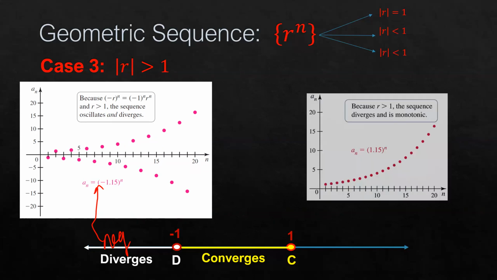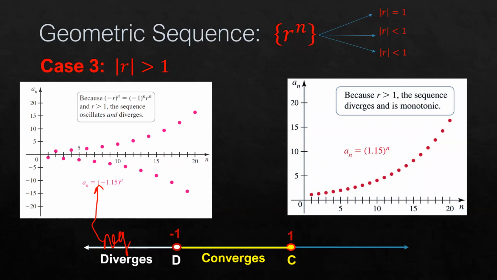On the right-hand side, in this case, we're not bouncing in between positive and negative. We just nicely get larger and larger because we are having a factor of 1.15 or 115% of what we had the term before. So yeah, it's going to get bigger and bigger, and it will get infinitely big. So when r is greater than 1, the sequence also diverges.